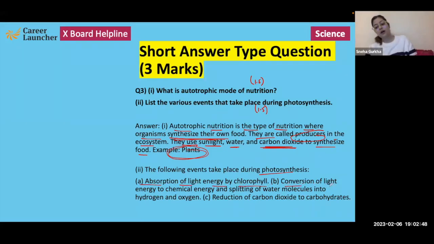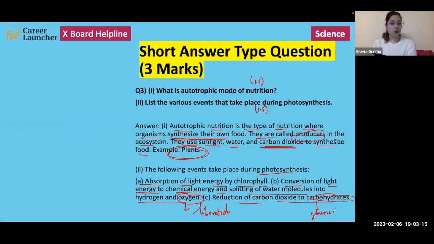Second, conversion of light energy to chemical energy, and splitting of water into hydrogen and oxygen, and this is the oxygen which is liberated. And lastly, reduction of carbon dioxide into carbohydrates, right? So these are the 3 main important events that take place in photosynthesis.